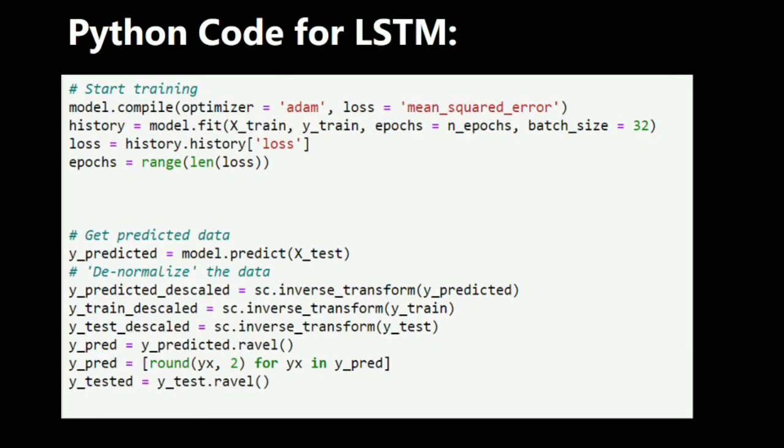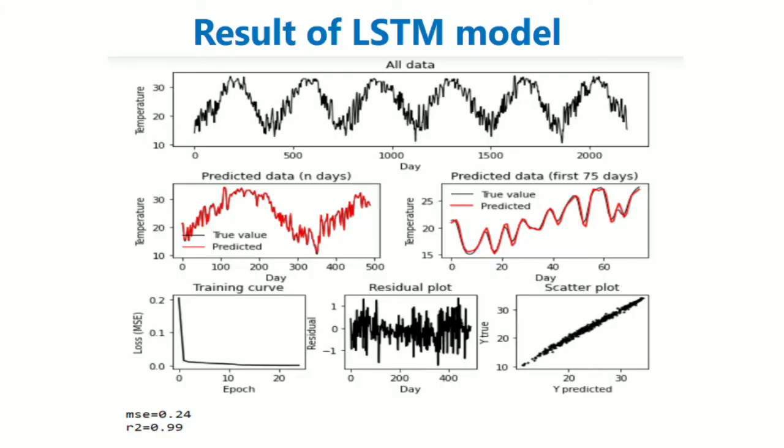Now this is the function I am using to train the model, and here is the code I have used to predict the values using this model. So this is the result that I am getting from the LSTM model. After seeing the result I can say that it has given a very good prediction, as you can see that the true value is overlapping the predicted value here.